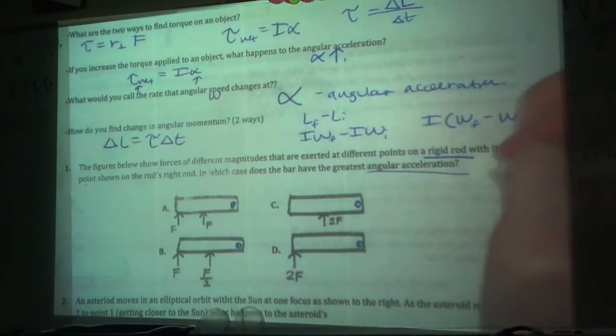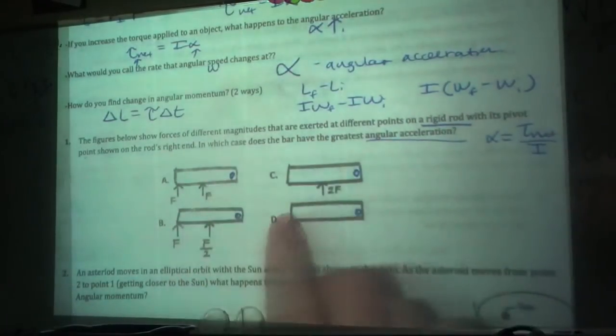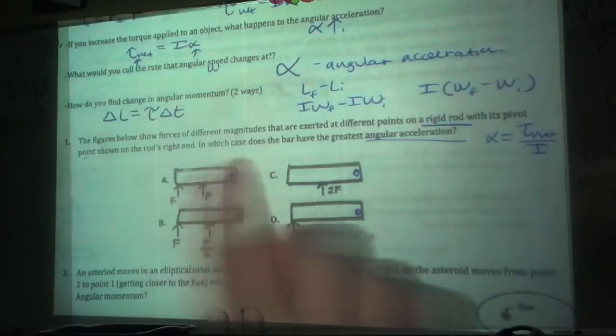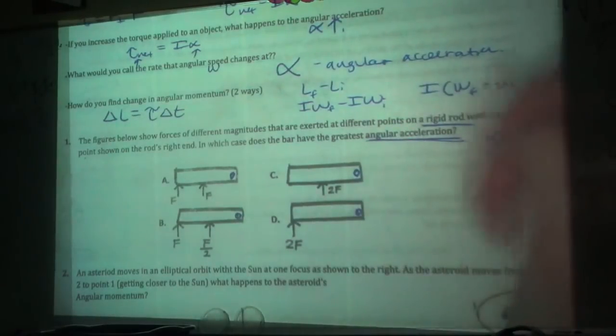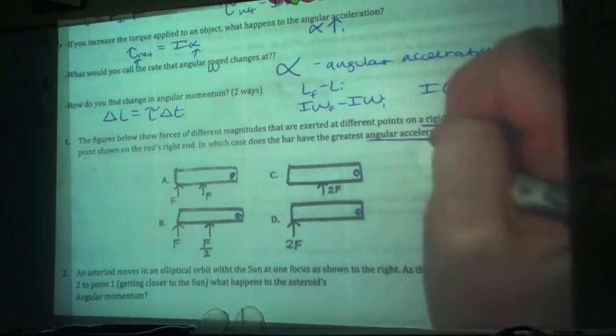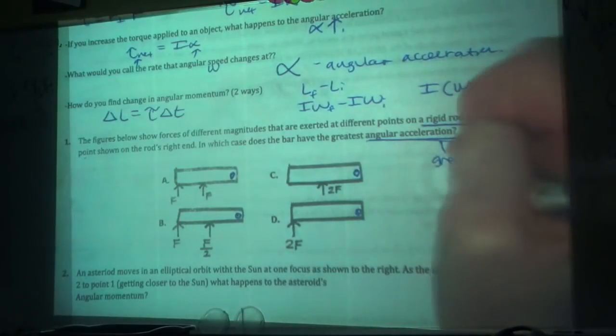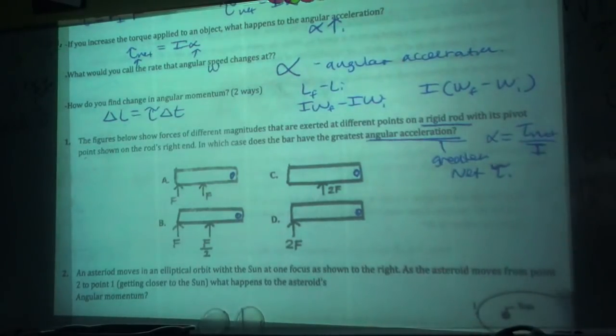Think about angular acceleration as net torque over the rotational inertia. These are all the same rod, right? It's just different forces acting on the same rod. So the I is going to be the same for all of them. So the rod with the greatest acceleration is just the one that has the greatest net torque. Net torque meaning the total torque acting on it.